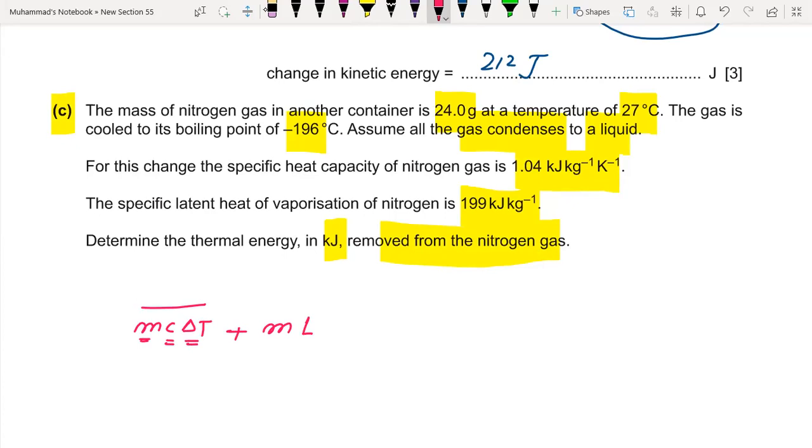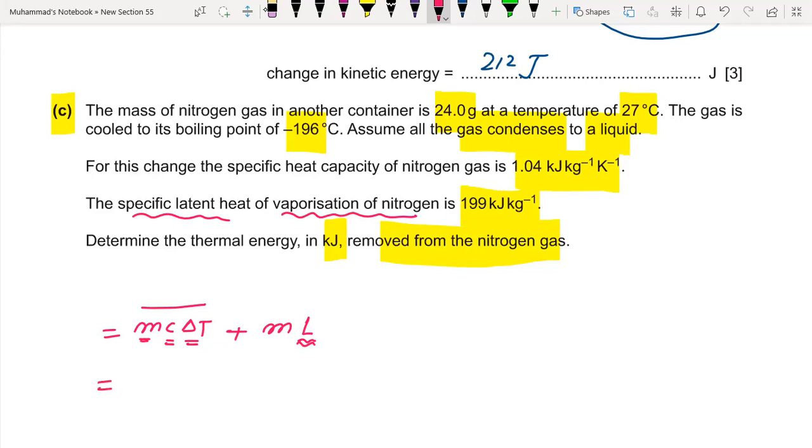Okay, so latent heat of fusion. The gas condenses to liquid. Okay, but we are given the specific latent heat of vaporization. Over here we need latent heat of fusion, specific latent heat of fusion. And please keep in mind the specific latent heat of vaporization and specific latent heat of condensation is always same.